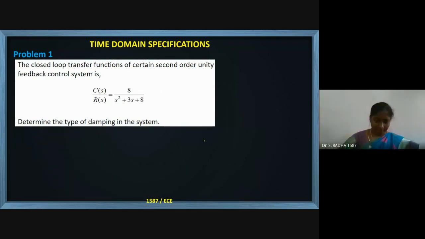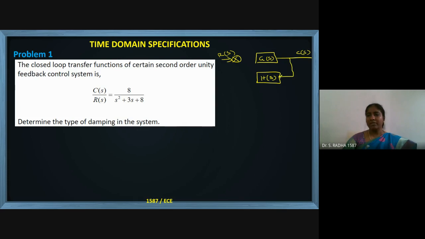So if you see here, closed loop system is given. This is G of S and H of S. Input is R of S. Output is C of S. You need not apply G by 1 plus GH. They have already given. Closed loop system means that G by 1 plus GH is already applied. So C of S by R of S, which is G by 1 plus GH, is given in the problem.